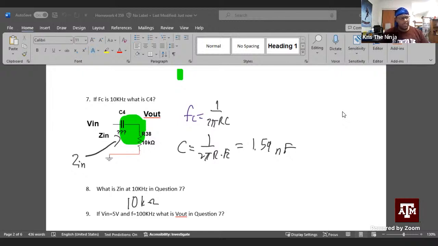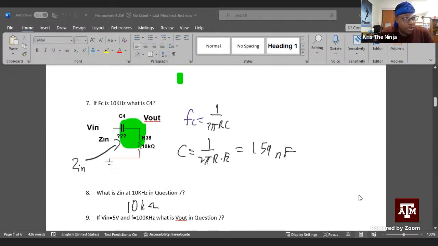I don't know how this is supposed to be structured. I have no clue what the actual structure of this is. It doesn't make sense to me. Because here's what I'm looking at. This is a high pass filter. What we're looking at right now is a high pass filter.